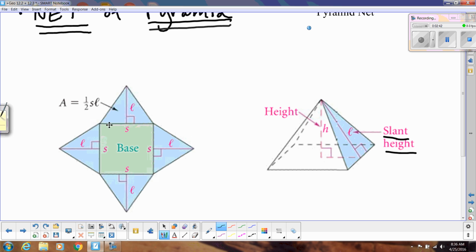So if I add up all of these triangles, S is going to be the base of the triangle. And I'm going to have as many sides as there are sides of the base. So if I have a square, I am going to have 4 S's. If I had a pentagon, I would have 5 S's and 5 triangles.